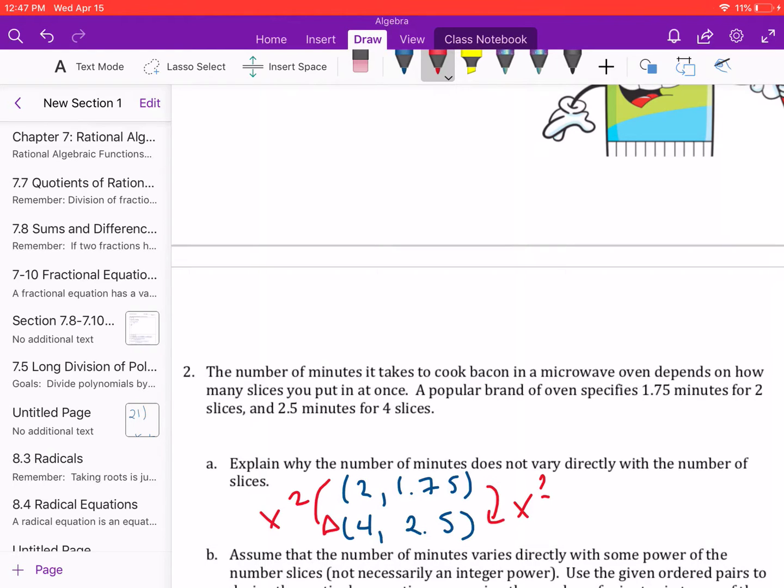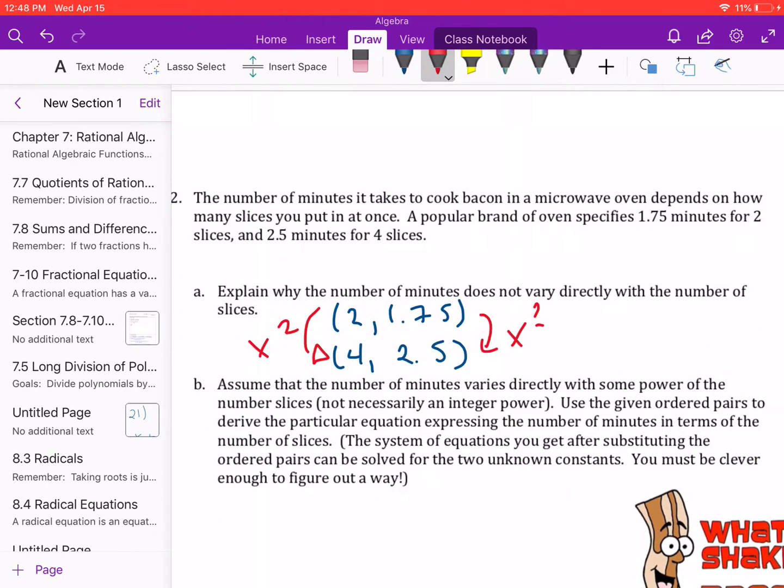So they're asking us if the number of minutes varies directly, and if not, why not? Explain why the number of minutes does not vary directly with the number of slices. So we can see on this part, 2 to 4 is a doubling, but on this side, 1.75 to 2.5 is x raised to some unknown power. So we double our slices, therefore the time should just double, but it doesn't actually double.